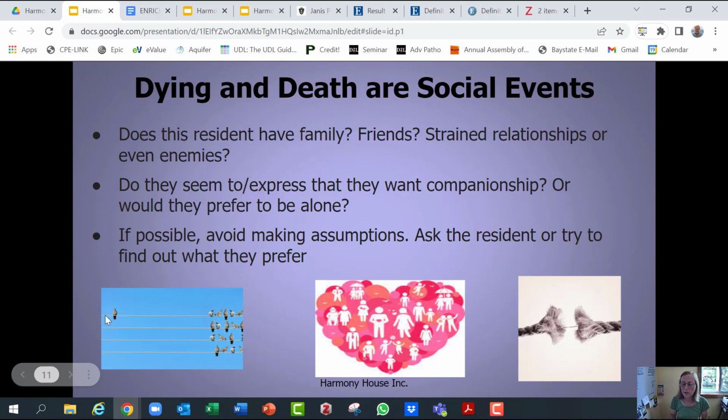This bird here, sitting by him or herself, does not seem to be unhappy, just a different kind of setting. Not right or wrong, just different. And really thinking about expanding the idea of who is important to this person is who we also want to include if appropriate in the care and communication.